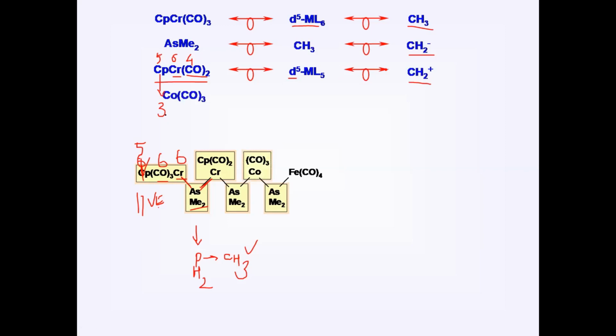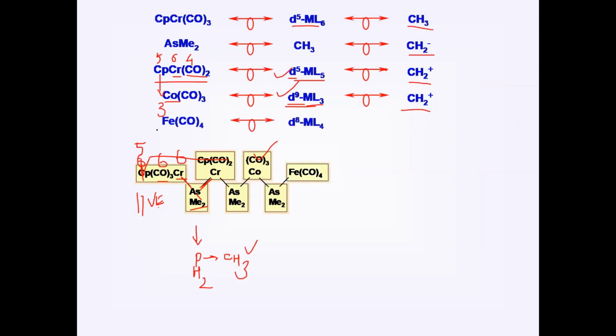Next, we move to Co(CO)3. Simply ML3 type, and Co is d9. Cobalt is a d9 metal. Therefore, this is again CH2 plus, and these 2 are isolobal. D5 ML5 and D9 ML3 are now isolobal here. And Fe(CO)4: Fe is d8 and L4 ligands are there, therefore Fe(CO)4 is d8 ML4 type, which is equal to CH2.